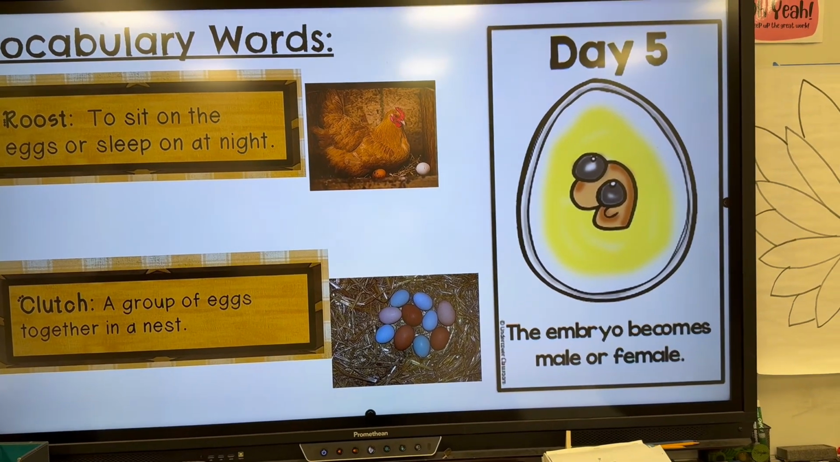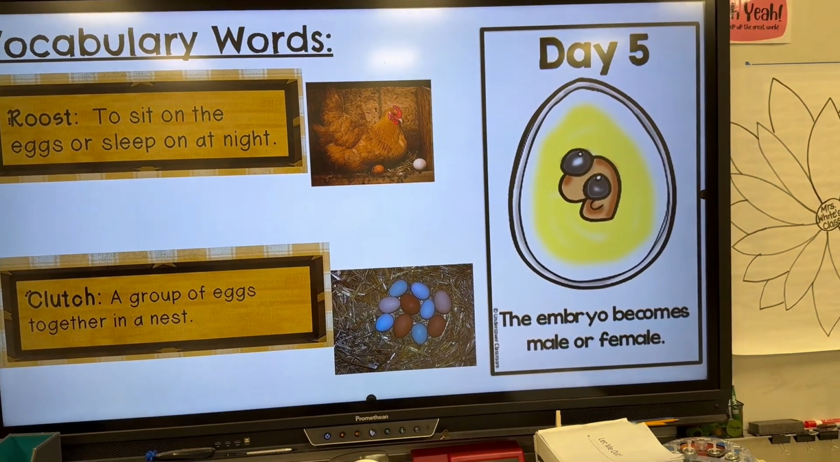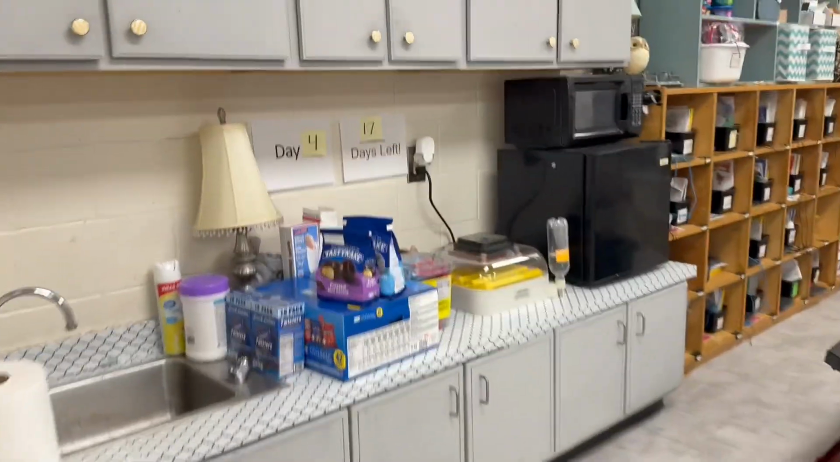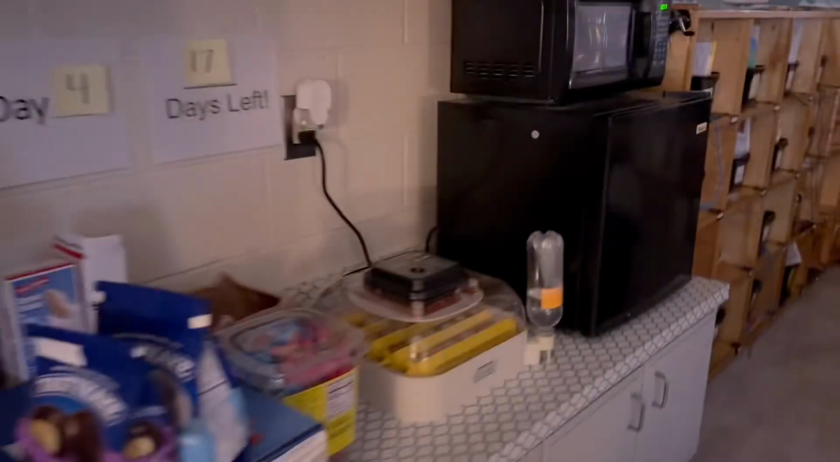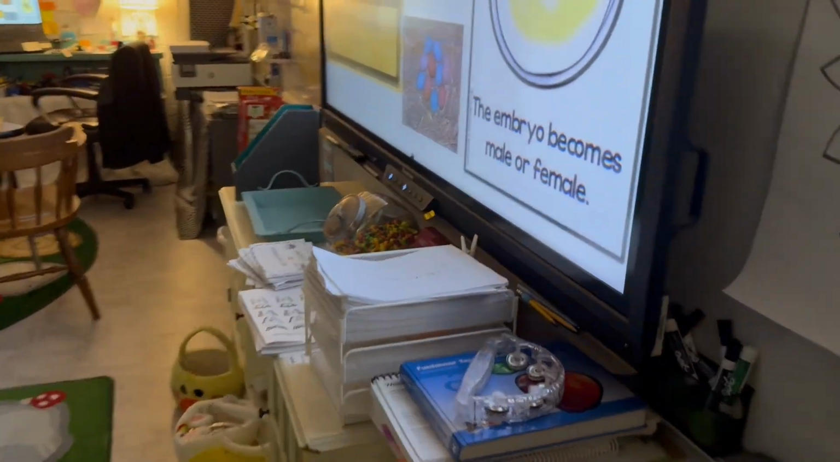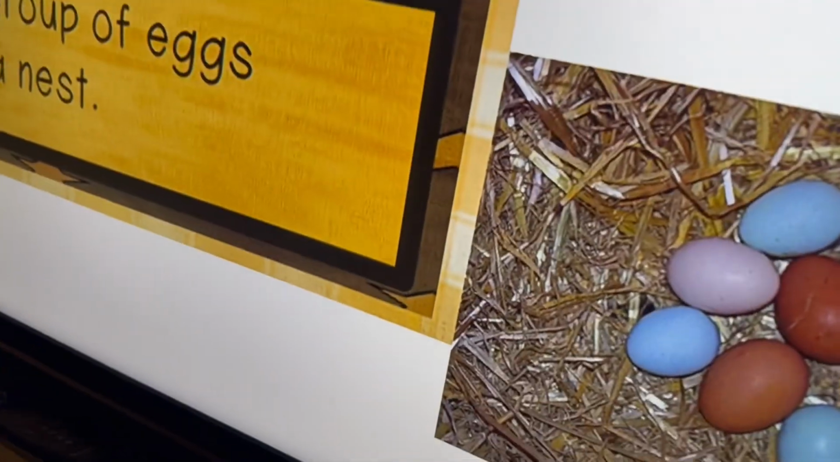Today is day 5, which is a super important day. Today is the day that the embryo becomes male or female. Now, what we're going to do today, I'm super excited about this, is our first day to candle an egg. So I'm going to turn the lights off. Let me turn these off as well, because the darker we can make it, the better. So I'm going to turn off this lamp. I'm going to shut down the board a little bit and leave us in the dark. That way, when we get out one of our eggs, we'll be able to see a little bit better, okay?